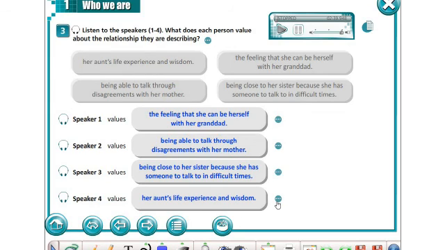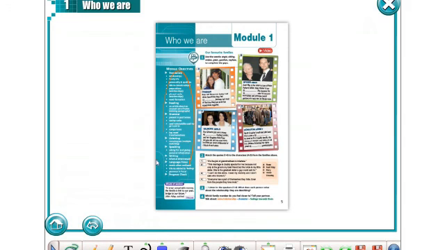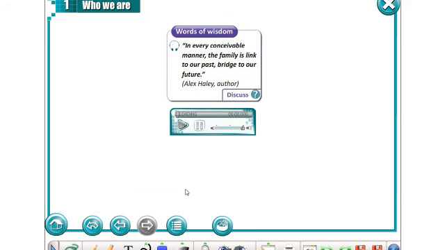Okay, yes, it's her aunt's life experience and wisdom. Okay, let's go to the unit. What I want you to do is to look at this quotation. In every conceivable manner, the family is linked to our past, bridge to our future. How far do you agree with this quotation? Think a little and tell me, what is the most important thing that you find in having a family? And we are going to discuss it in the next lesson, inshallah.